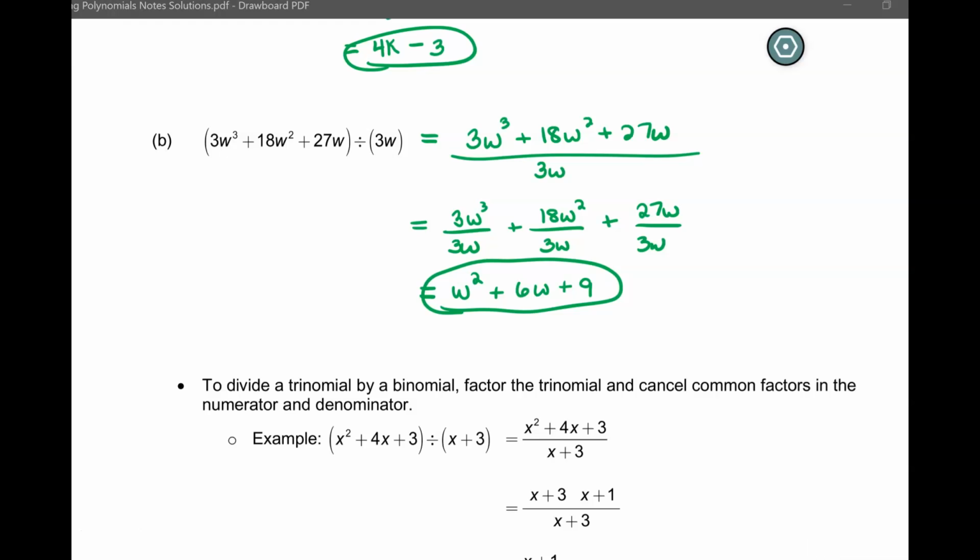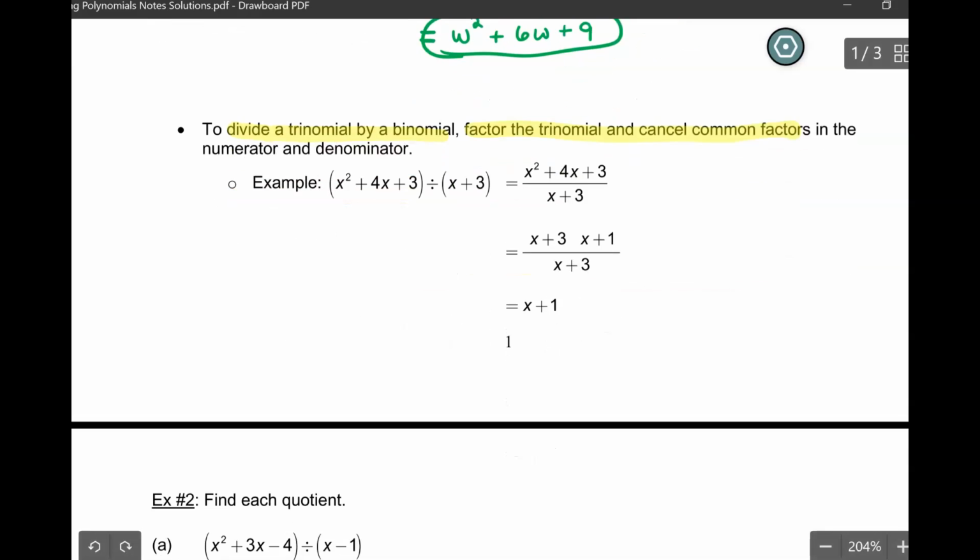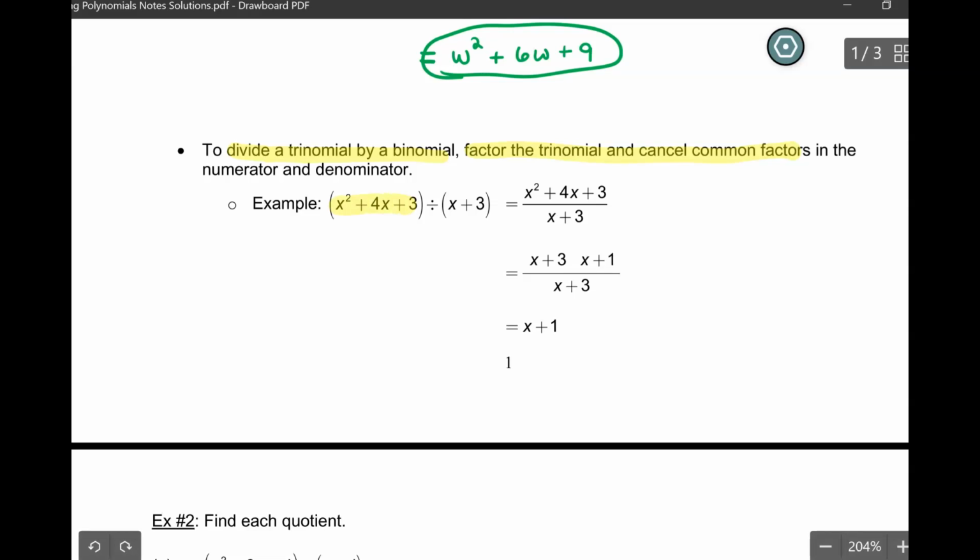Okay, so to divide a trinomial by a binomial, we're going to factor and then cancel common factors. Okay, so we're going to factor, cancel common factors in the numerator and denominator. So here we have a trinomial, x squared plus 4x plus 3, divided by x plus 3. So again, the division just becomes our fraction line. And then you have parentheses. Okay, so x plus 3 times x plus 1 is x squared plus 4x plus 3. So what are we able to cancel? We're able to cancel the x plus 3's.